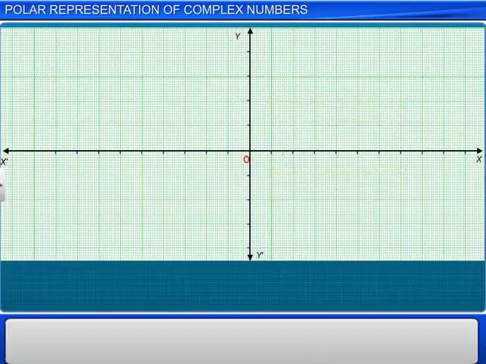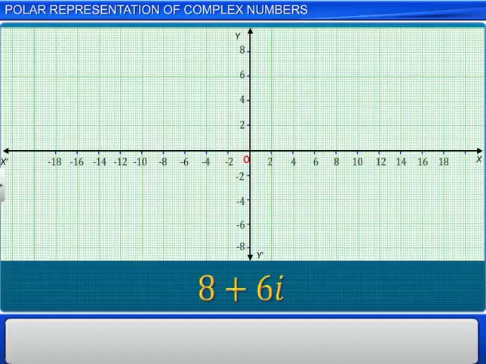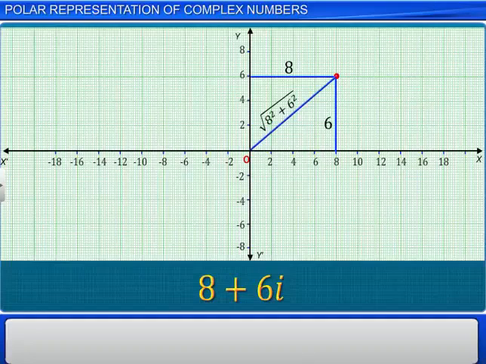Let's consider the complex number 8 plus 6i. Point P(8, 6) on the Argand plane represents the complex number 8 plus 6i. Now, we'll draw perpendiculars from the point to the axes. The perpendicular distance of point P from the x-axis is 6 units, while the perpendicular distance of point P from the y-axis is 8 units. Therefore, the distance of point P from the origin O is the square root of the sum of 8 squared and 6 squared. This is equal to 10 units.